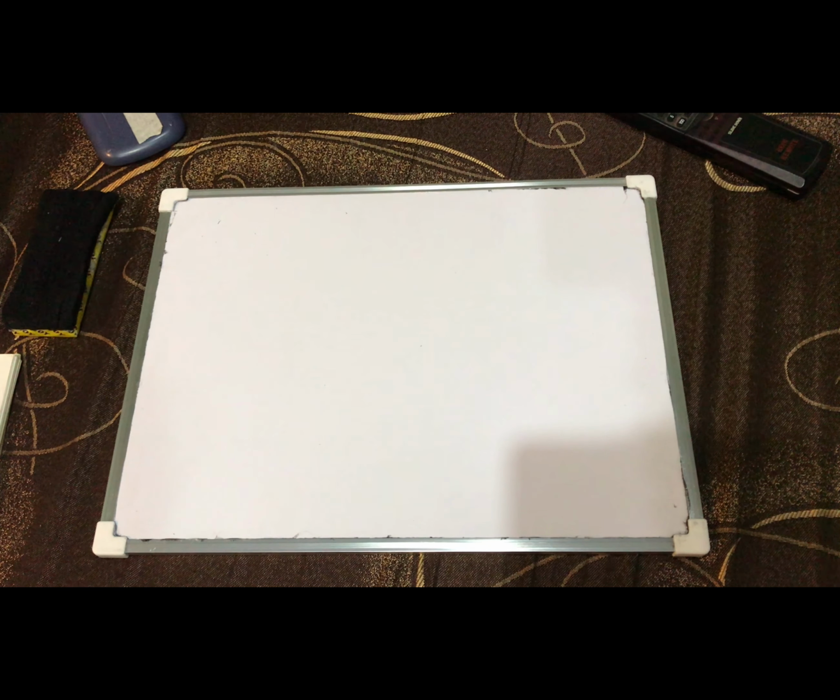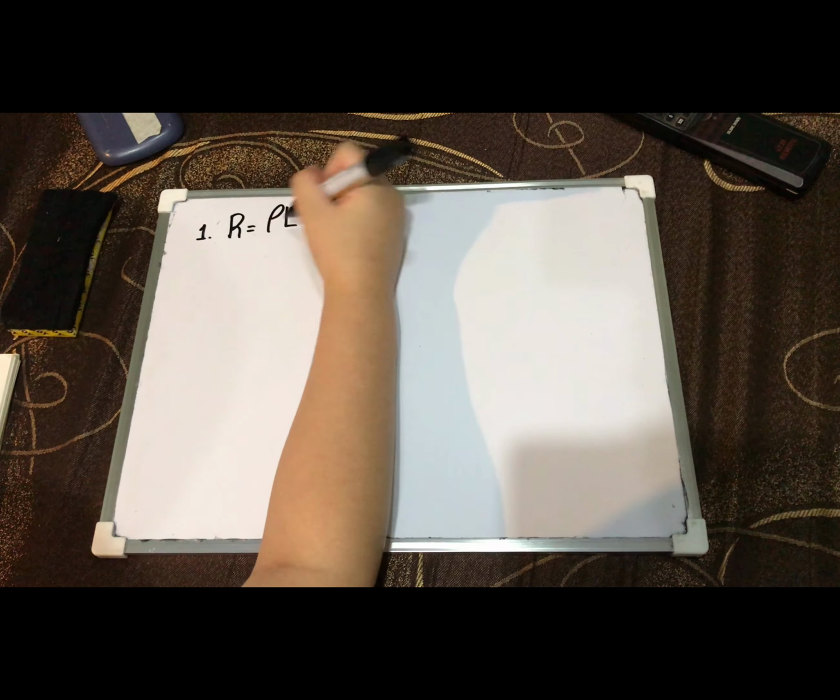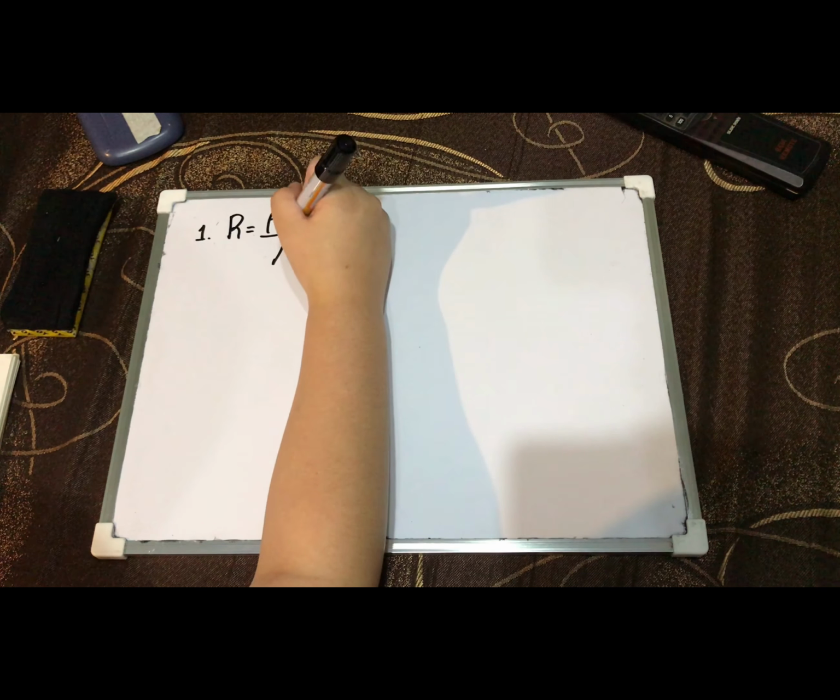Before we start, let us recall ang mga formulas ng resistance na makakatulong sa atin sagutan ang mga problems. So, ang pinaka-main formula natin ng resistance ay R is equal to resistivity or specific resistance multiply sa length over A.